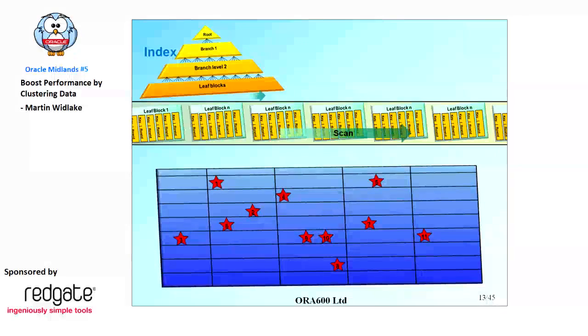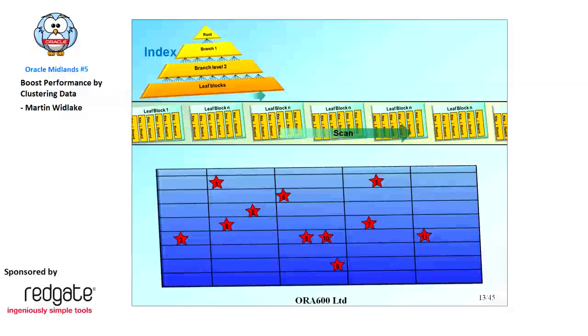If the clustering factor is close to the number of blocks, it's very ordered, it's very in line with the table. If it's very near to the number of rows, it's not a very ordered index. Matters not a jot if you're doing a primary key lookup. Matters like crazy if you're doing a range scan. Yeah?